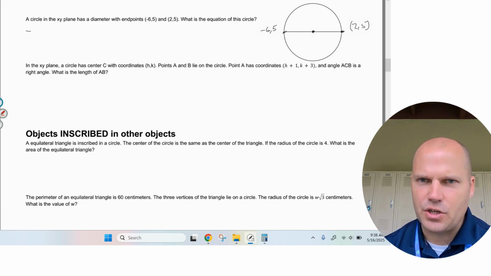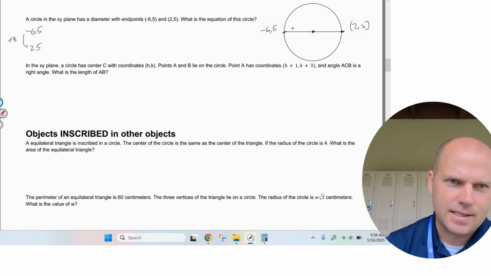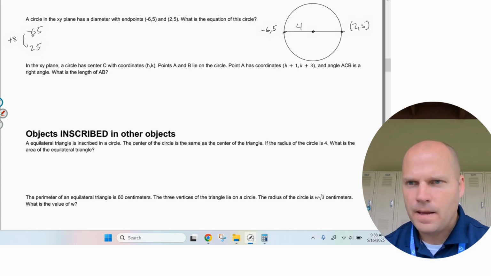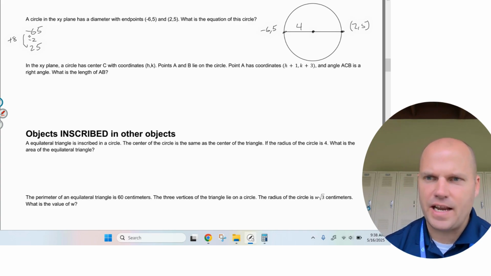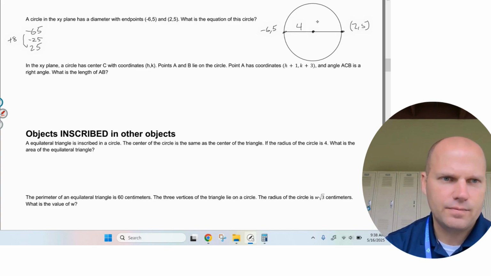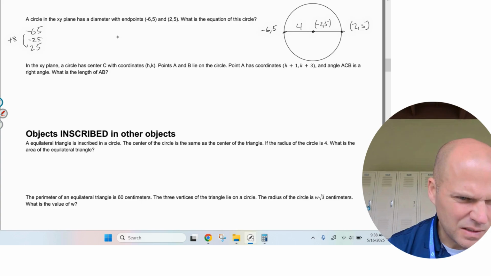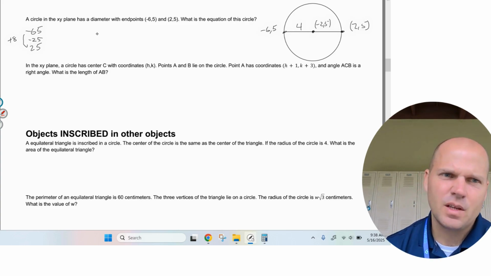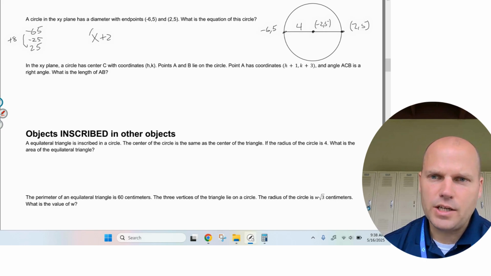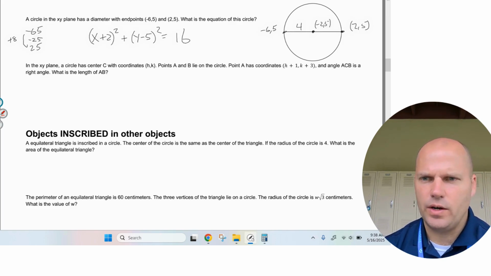How do you find the center? You can either use the midpoint formula, which I don't like to use, or you can intuitively say if I'm going all the way over 8, halfway must be 4, halfway must get you to negative 2, 5. And you can see that halfway would be the radius 4. All right. So I'll have x plus 2, I'll have y minus 5, and I'll have the radius squared.